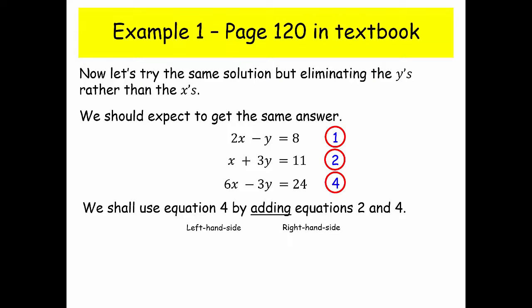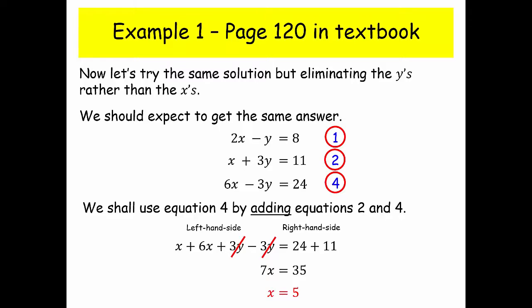Let's look at the left hand side and the right hand side of our equations again. We get x plus 6x plus 3y minus 3y equals 24 plus 11. The plus 3y and the negative 3y will knock each other out, and we're left with x plus 6x on the left and 24 plus 11 on the right, which will give us 7x equals 35. 7 is a common factor of 35, so divide through both sides by 7 and we get x equals 5. The same solution we got last time for x.